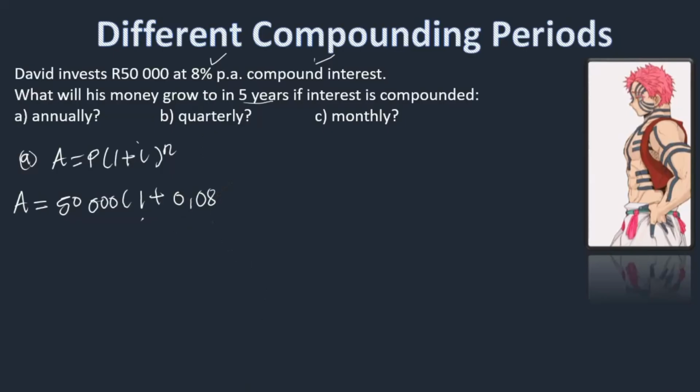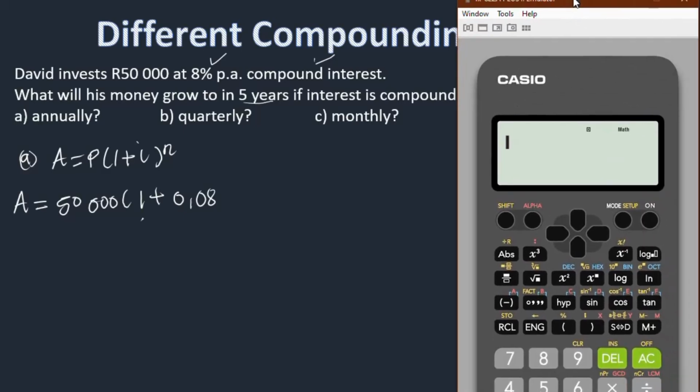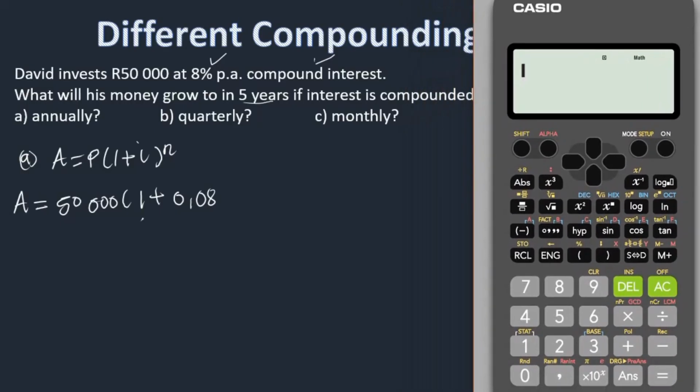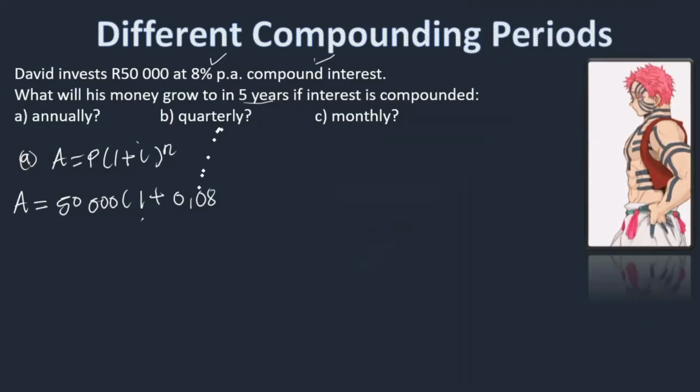If you don't know how we got that, just pull out your calculator. I hope you can see my calculator there. When you want a percentage, you're going to say 8, shift, percentage. You press equal sign and then you press S-D to get a decimal. That's 0.08, right? There we go. And then our N is what? Our N is 5 years. So my N is 5.